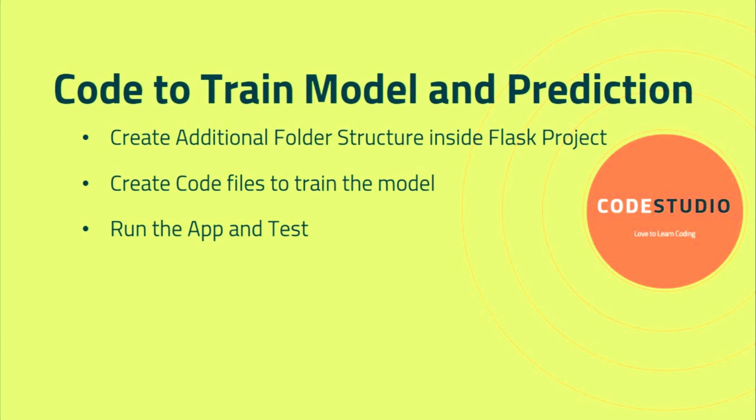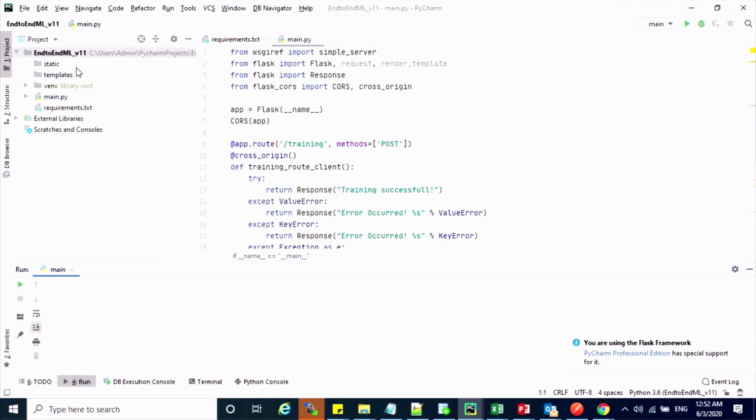So as we have already completed the Flask project, now we will start to write Python code to train the model and predict the results. For that we'll have to follow the following steps. First of all, we will create a few additional folder structures inside the Flask project. Then we'll write code files to train the model, and also write a code file to predict the results, and finally we will run our application and test the results. So this is my Flask project. Let me create a few more additional folders.